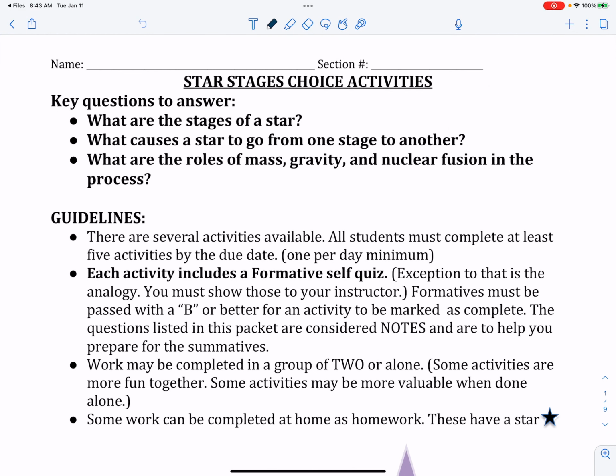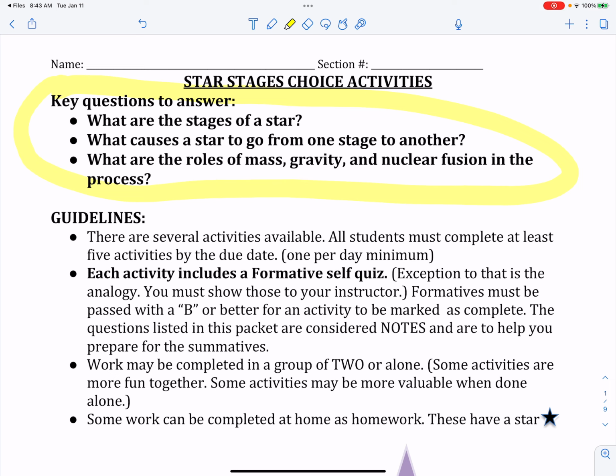Okay, Warriors, this is the introduction to our Star Choice unit. In this unit, you will have lots of activities that you can choose from. The whole point of this activity is because this is really vocab based, we want to make sure that you are doing things that will be helpful to you and most useful to you. So the big things that we need to be able to do is answer these questions right here.